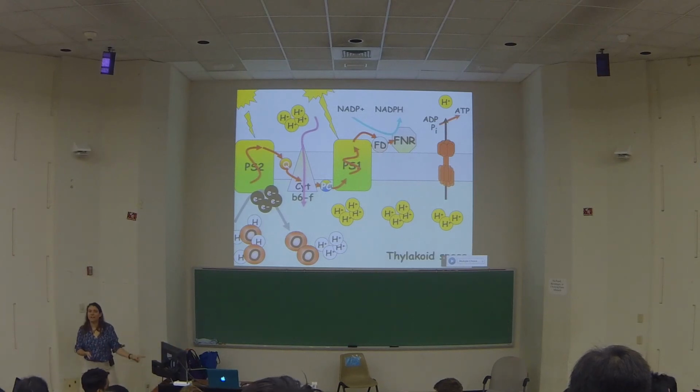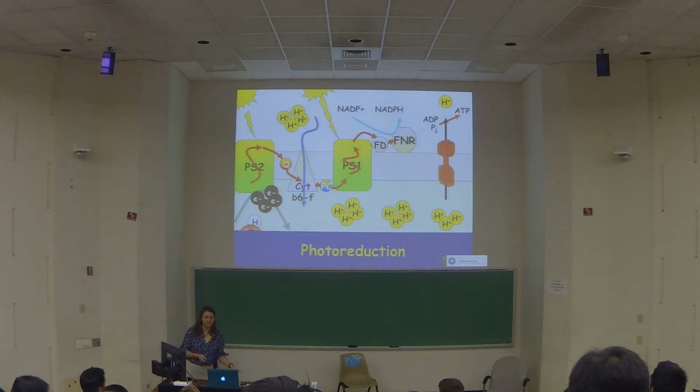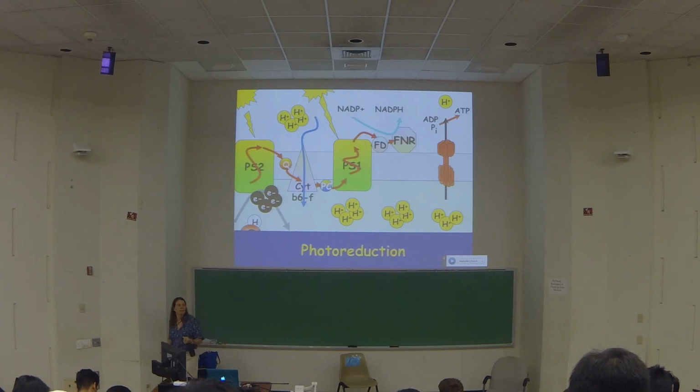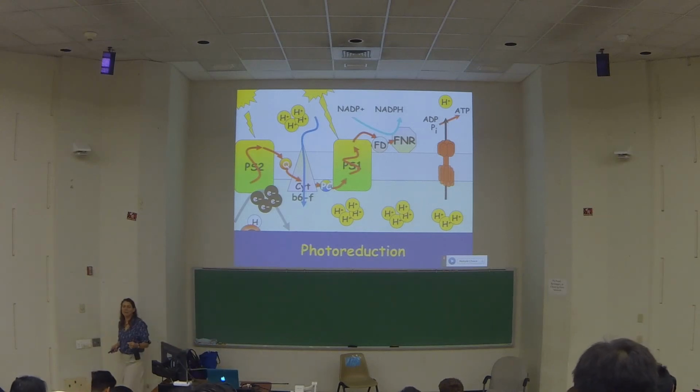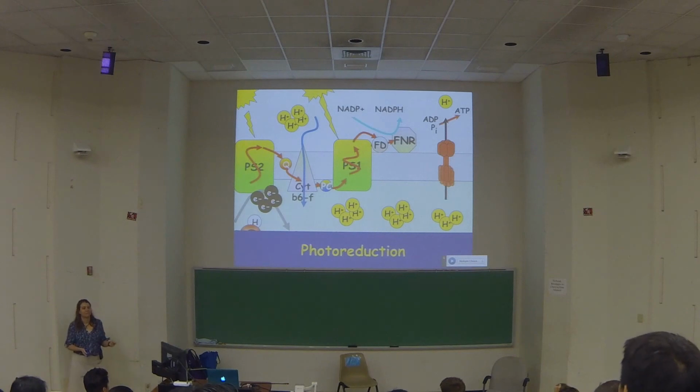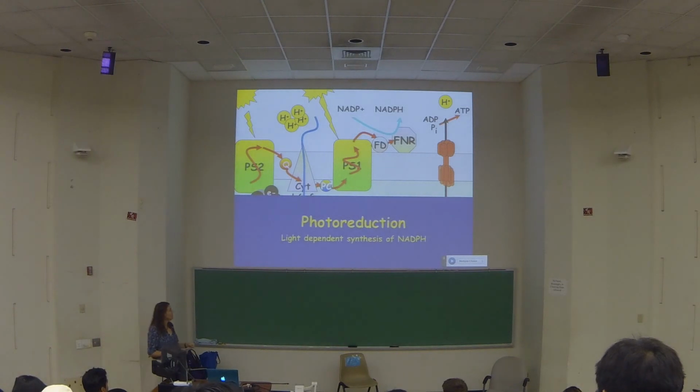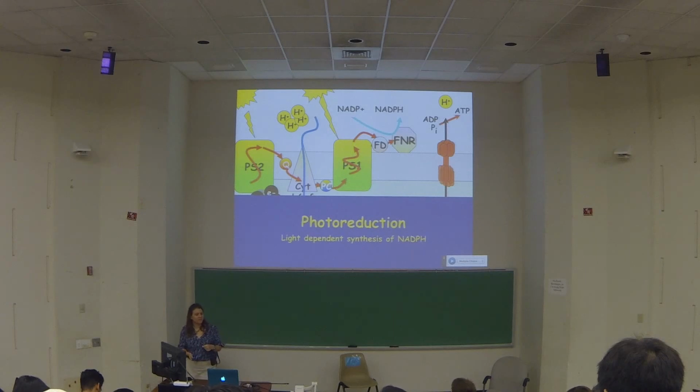So the processes we're talking about here. So the first one, photoreduction. Photo, we're using light energy. What molecule are we reducing? What's gaining the electrons? NADP, our electron carrier. So our photoreduction process is the light-dependent synthesis of NADPH.